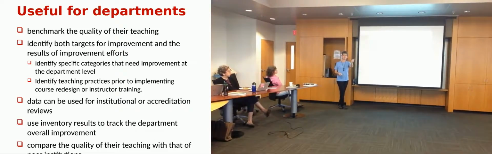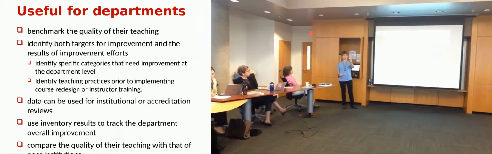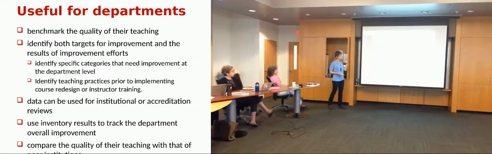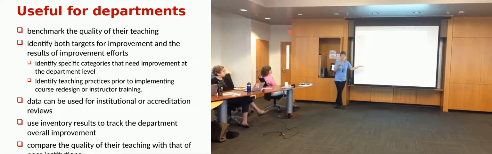It allows the department to identify what are the teaching practices that are not used, what are the ones that are used the most, where it can be improved, what are the categories that actually need improvement. And not only that, but you can use this data not only as a department but as a college, for example, College of Engineering, who is teaching STEM type of courses for institutional review or for accreditation.